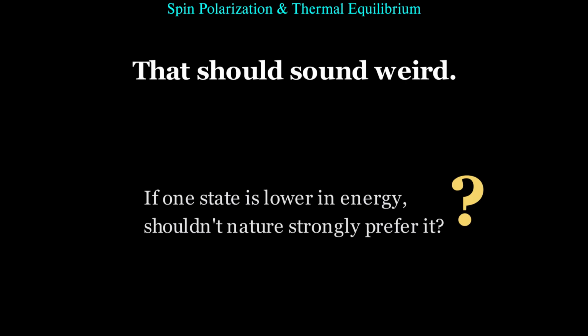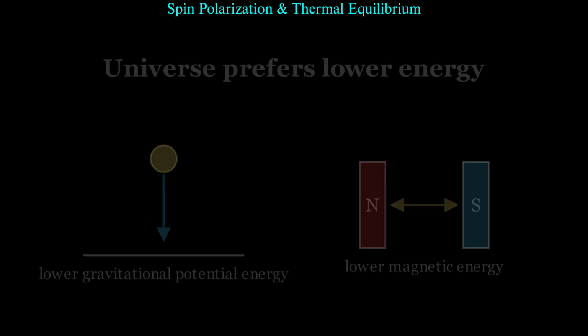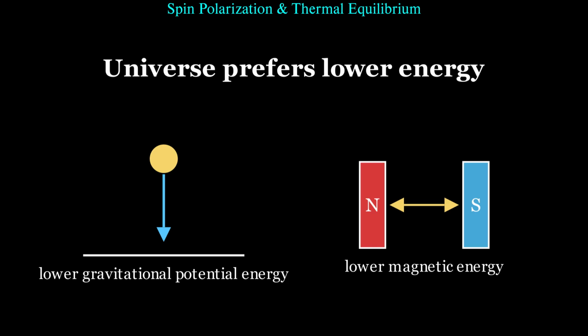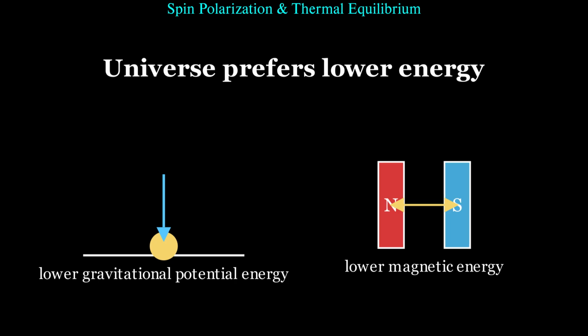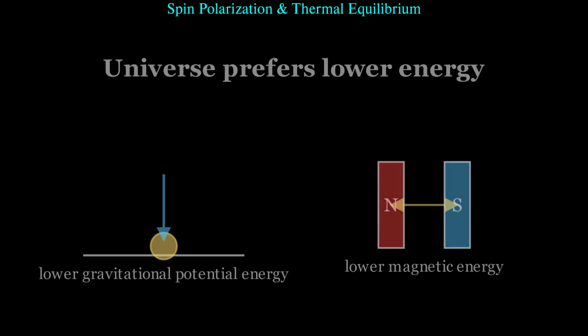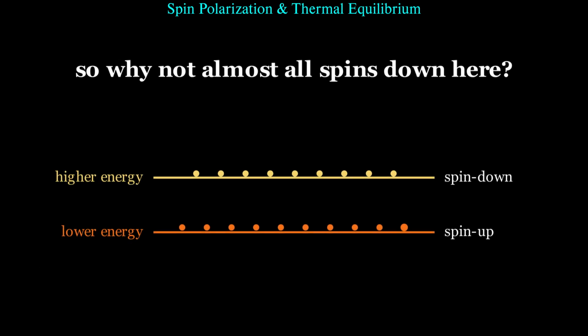Because if one state is lower in energy, then why shouldn't nature strongly prefer it? That's usually how the universe works according to the second law of thermodynamics. A ball thrown in the air falls back down because the ground is a lower energy place for it to be. Two magnets will snap together more easily when opposite poles face each other because that arrangement lowers their magnetic energy. Again and again, nature seems to prefer the path that brings down energy. So why aren't all the spins in the lower energy state? That question is what this video is going to address.